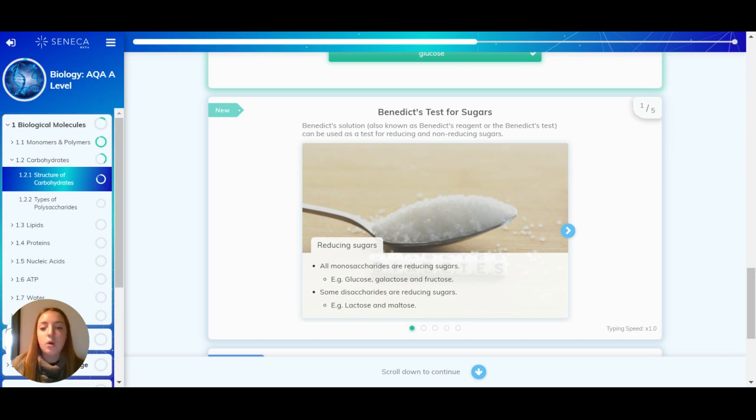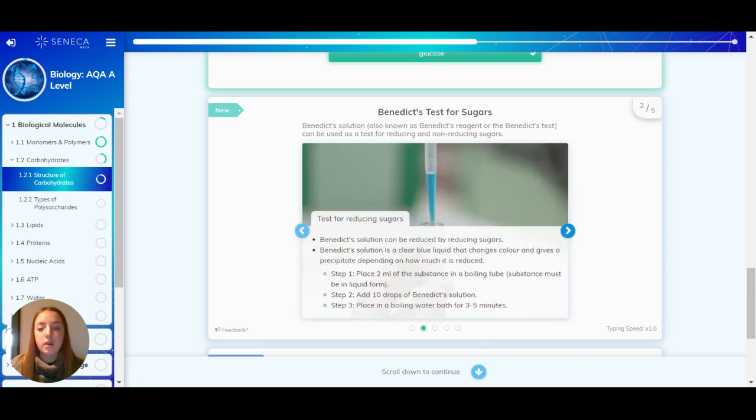Reducing sugars are all monosaccharides, for example, glucose, galactose, and fructose. And some disaccharides are also reducing sugars, such as lactose and maltose. Benedict's solution can be reduced by reducing sugars. So to start with, Benedict's solution is a clear blue liquid, and this would change colour to give a precipitate depending on how much of it is produced.